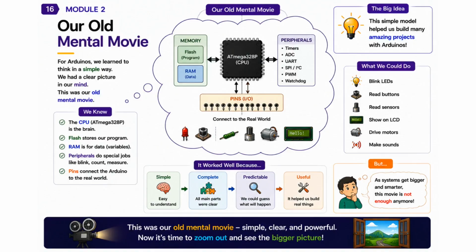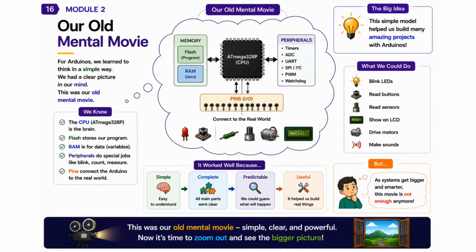Robots, smart machines, industrial automation systems, and connected devices. As systems become bigger and smarter, this old mental movie is no longer enough. We need to zoom out and see a much bigger picture. We need to understand not only the building blocks themselves, but also how information moves between them and how they cooperate as a complete system.